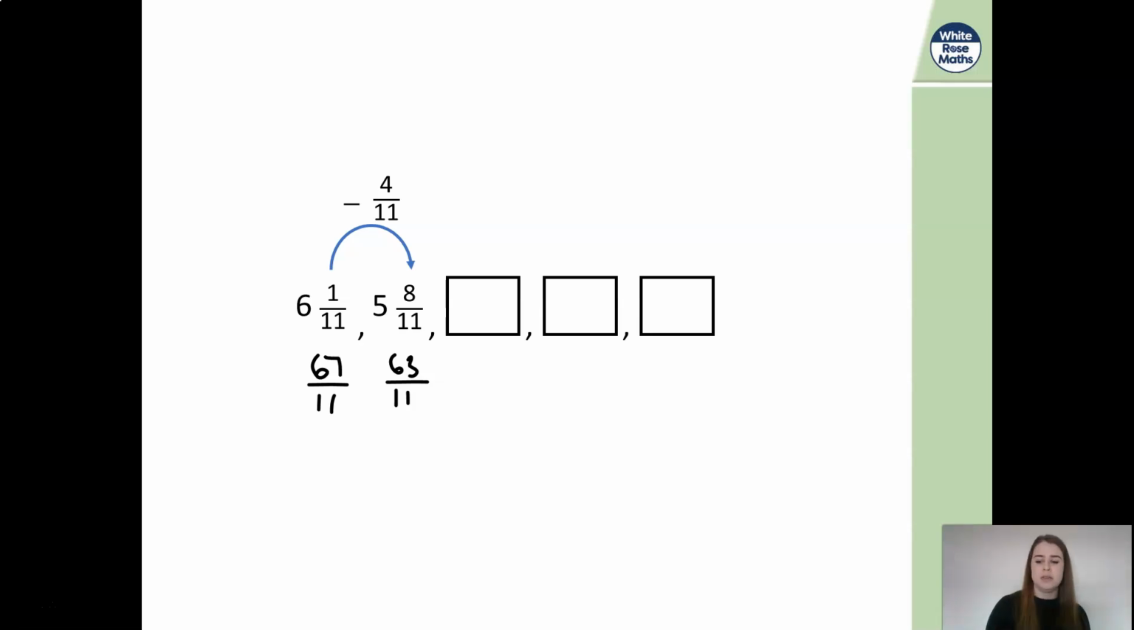So now we continue with the next number. So now I'm going to do 63, take away 4 myself. Okay, and I know that 63 take away 4 is going to be 59. So now I can work out what my mixed number here should be. So let's think about it.